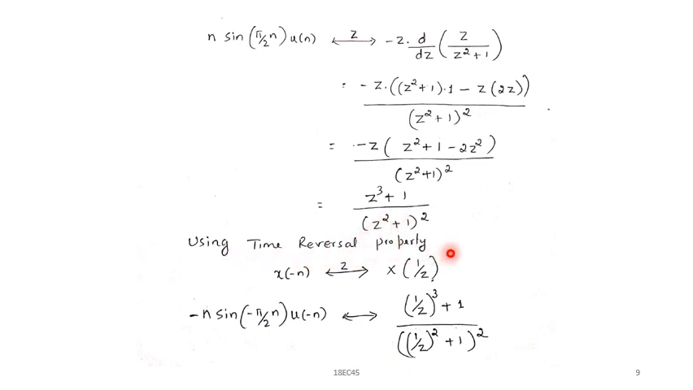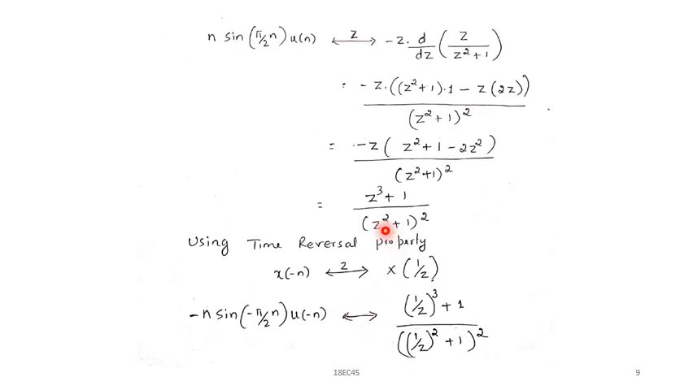Now, using the time reversal property, that is, the z transform of x[minus n] is X(1 by z), and it is given by minus n sin(minus pi/2 n) u[minus n]. As I mentioned, if I'm using the time reversal property, wherever n is there, it should be replaced by minus n. So I can write the given equation as minus n sin(minus pi/2 n) u[minus n]. What is sin(minus theta)? It is given by minus sin theta. Right, so minus minus gets cancelled, minus into minus is plus, so you'll get the given equation itself. So therefore this is minus n sin(pi/2 n) u[minus n].